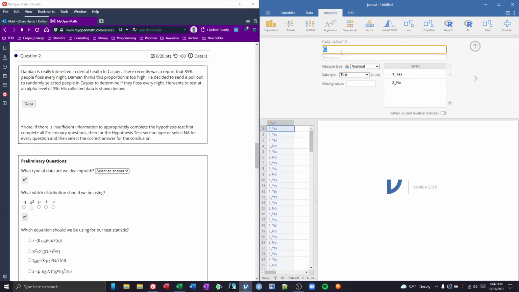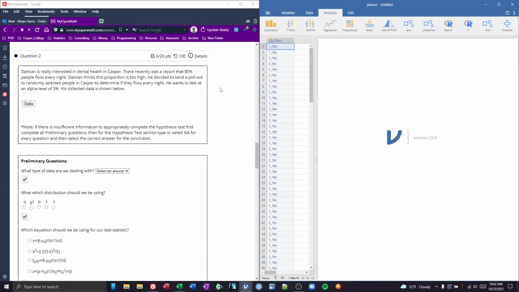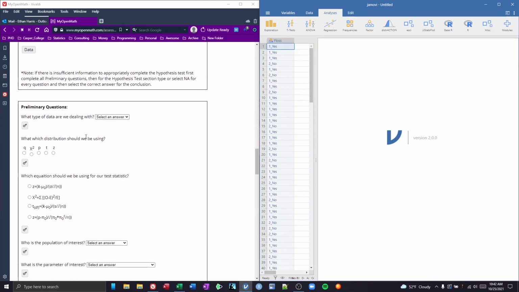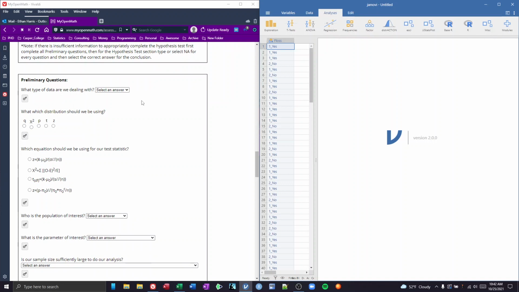We'll rename this, just a better label than like A, B, or C. We'll just label it as floss. Now that we have this in, let's go ahead and answer some of our preliminary questions. So first of all, the type of data that we are dealing with here is categorical.